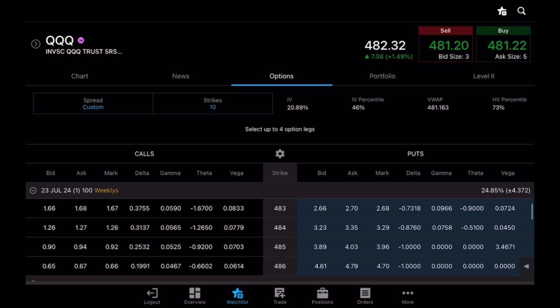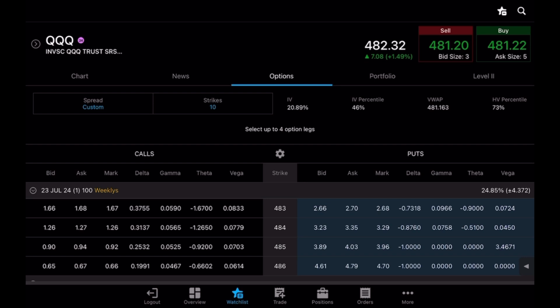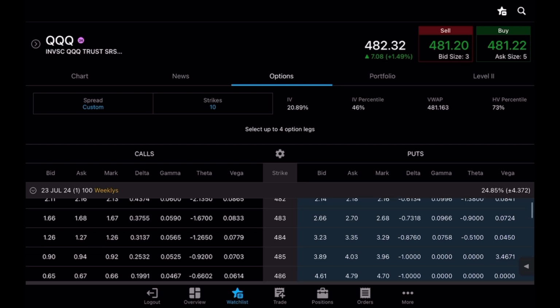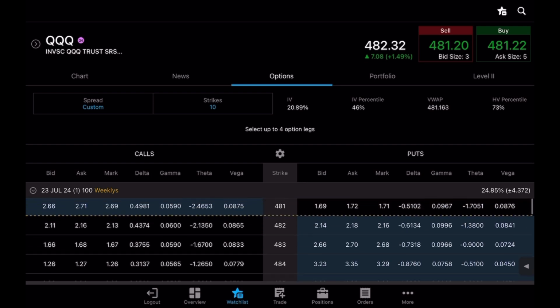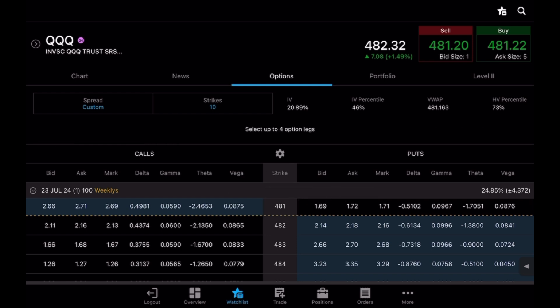and we're going to take a look at the 483 strike price. You can see that particular bid is going for $166. The ask is going to be $168. Okay, so keep that in mind. We see QQQ is trading for $482, but the contract for a $1 incremental move up is $166. Let's look at the 481 strike price if we're looking at puts. This contract is going for $169. The ask would be $172. Okay, so keep that in mind.